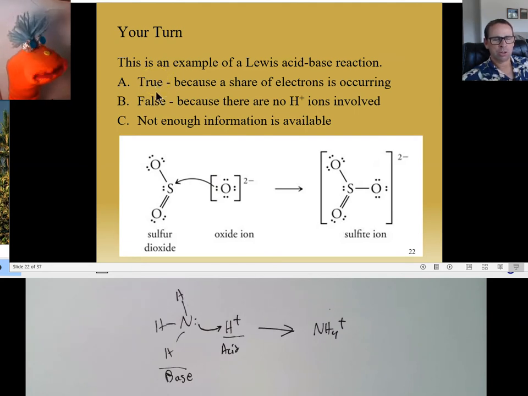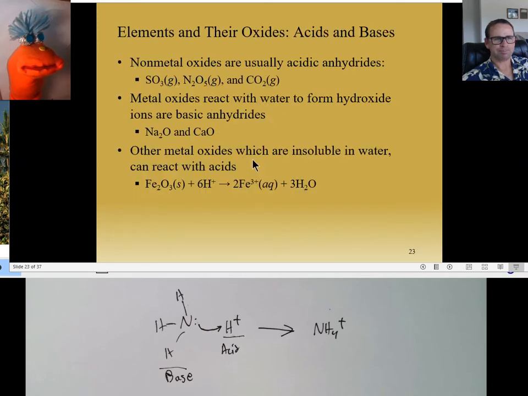Well, Lewis acid-base is just one thing grabbing onto another with lone electrons, right? That's right. Very good. So we have a lone pair of electrons being reached out to form a bond here with the sulfur dioxide. Which one would be the Lewis acid? Well, the Lewis acid is the one that accepts the share, so the oxide ion is the base. Very good. Sulfur dioxide would be the Lewis acid in this case, and this oxide ion would be the Lewis base. Fabulous job.